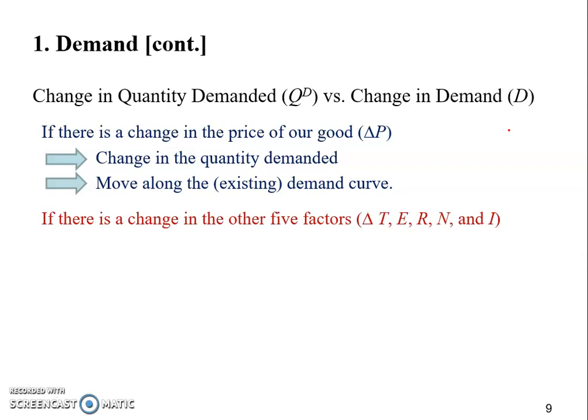If there's a change in any of the other 5 factors, such as taste, expectation, related goods, number of buyers, and income, if any of them change, we're supposed to change demand. And on the graph, we're supposed to shift the demand curve.